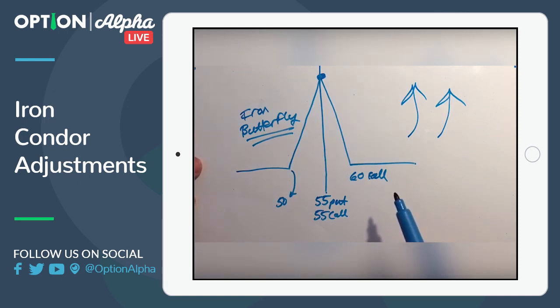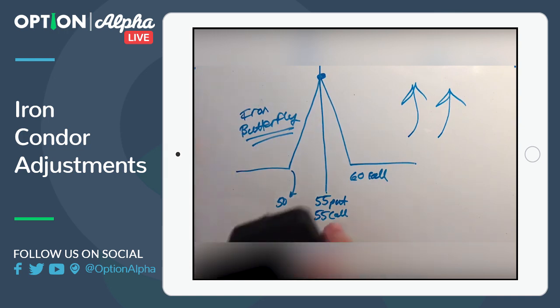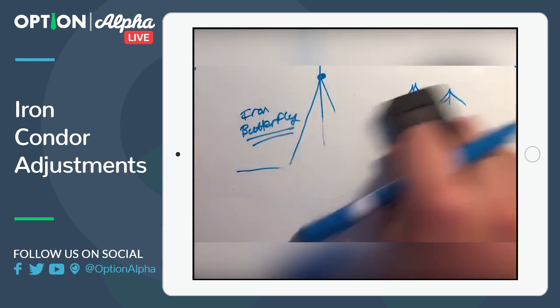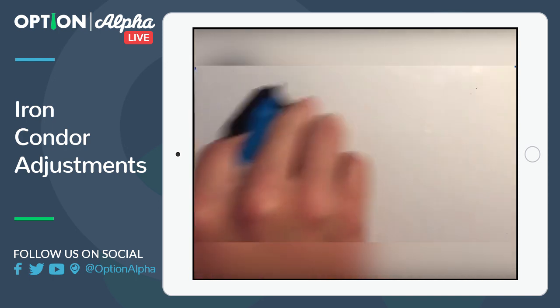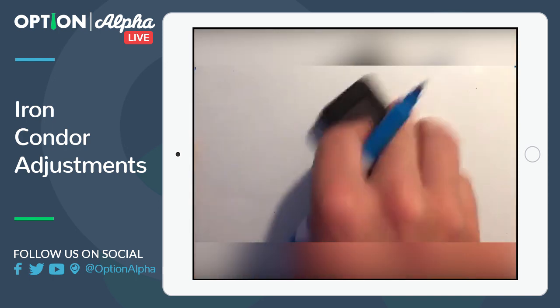Cruz said, what is a good rule of thumb to determine whether it's worth it to roll up the untested side? If we can only get an extra 15 cents, is it worth it to do it? I think it depends on the overall credit that you have, right? But you've got to make that decision if it's worth it. Sometimes I will not roll and adjust for like 10 cents or 15 cents. It's got to be a significant reduction in the payoff, right?